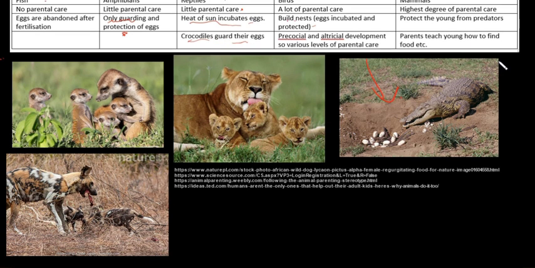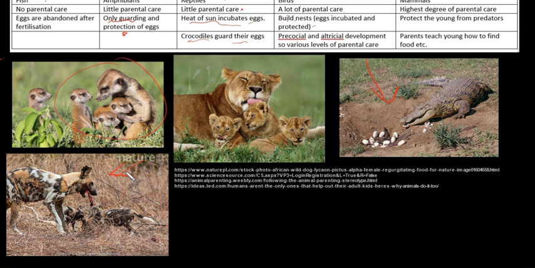Mammals, we have the highest degree of parental care by protecting the young from predators, feeding the young. The parents will teach the young how to find food. So we've got some meerkats down here, lions grooming the little ones, feeding them, bringing them food, teaching them how to hunt eventually.